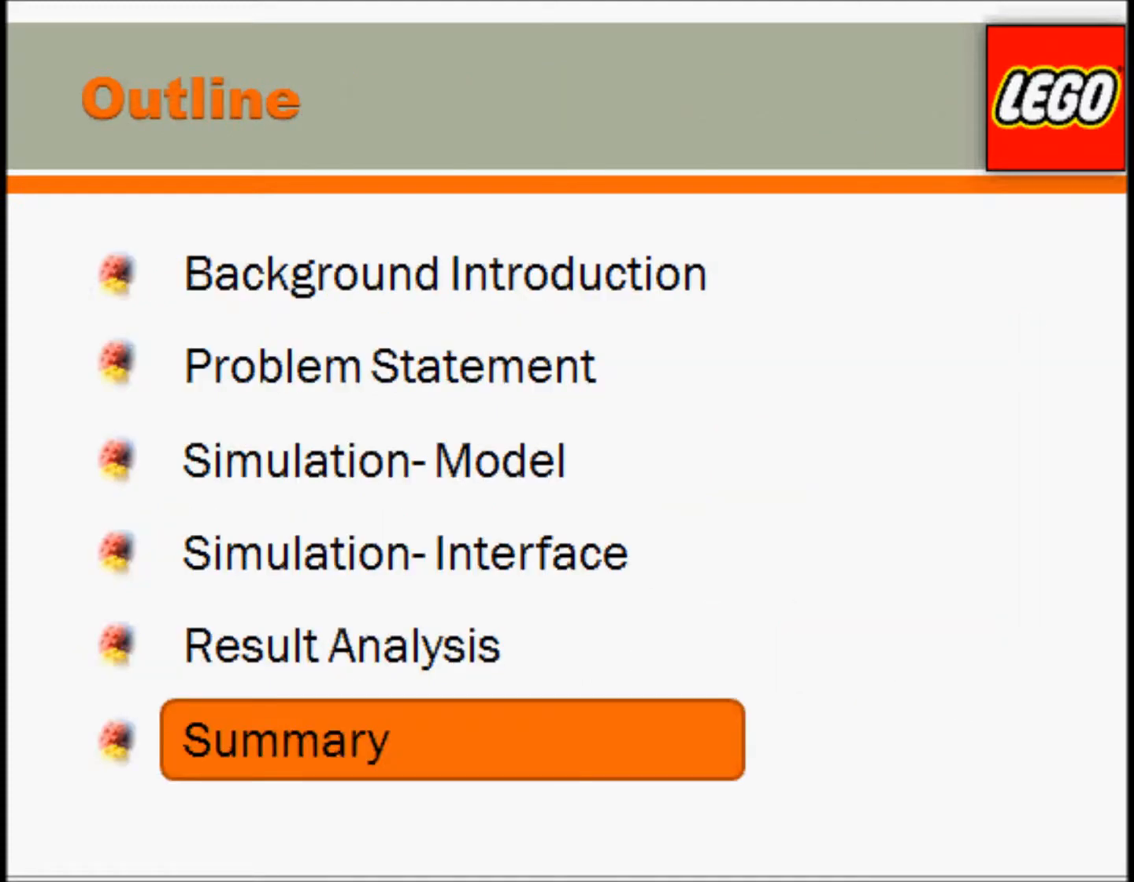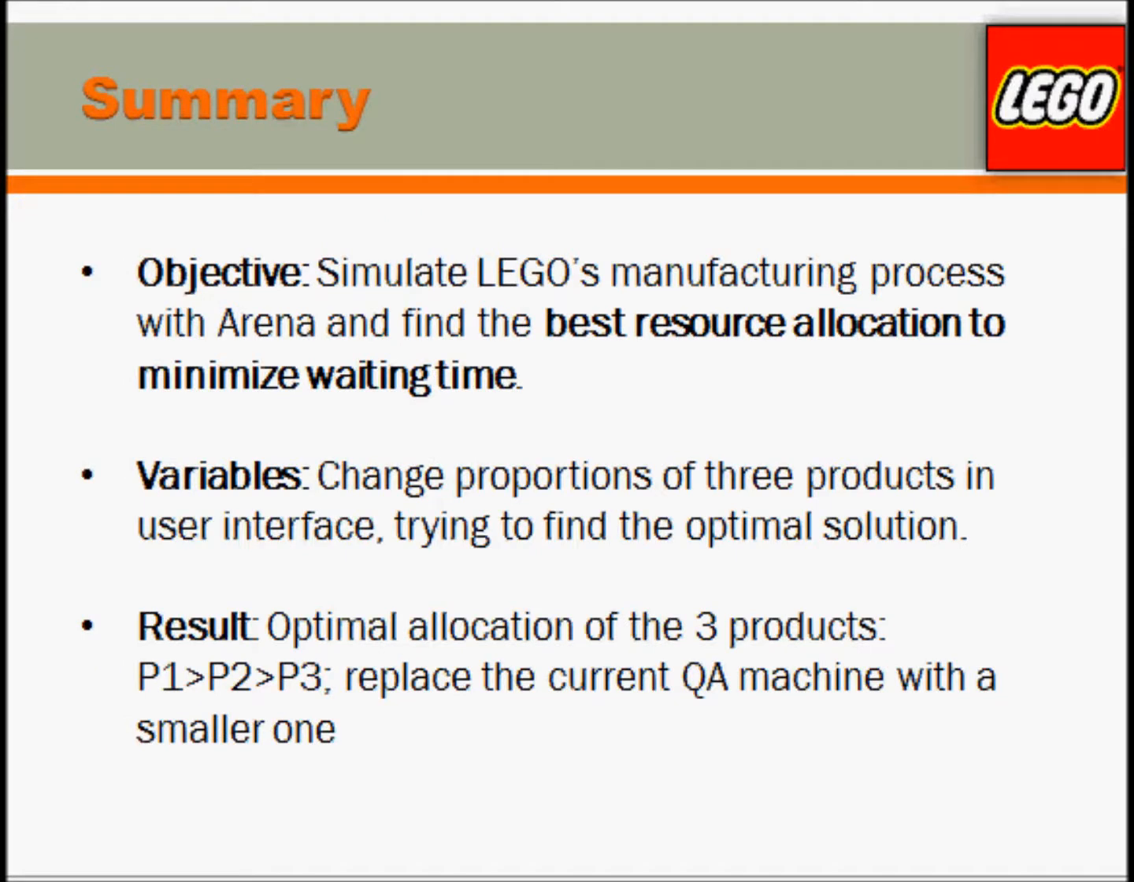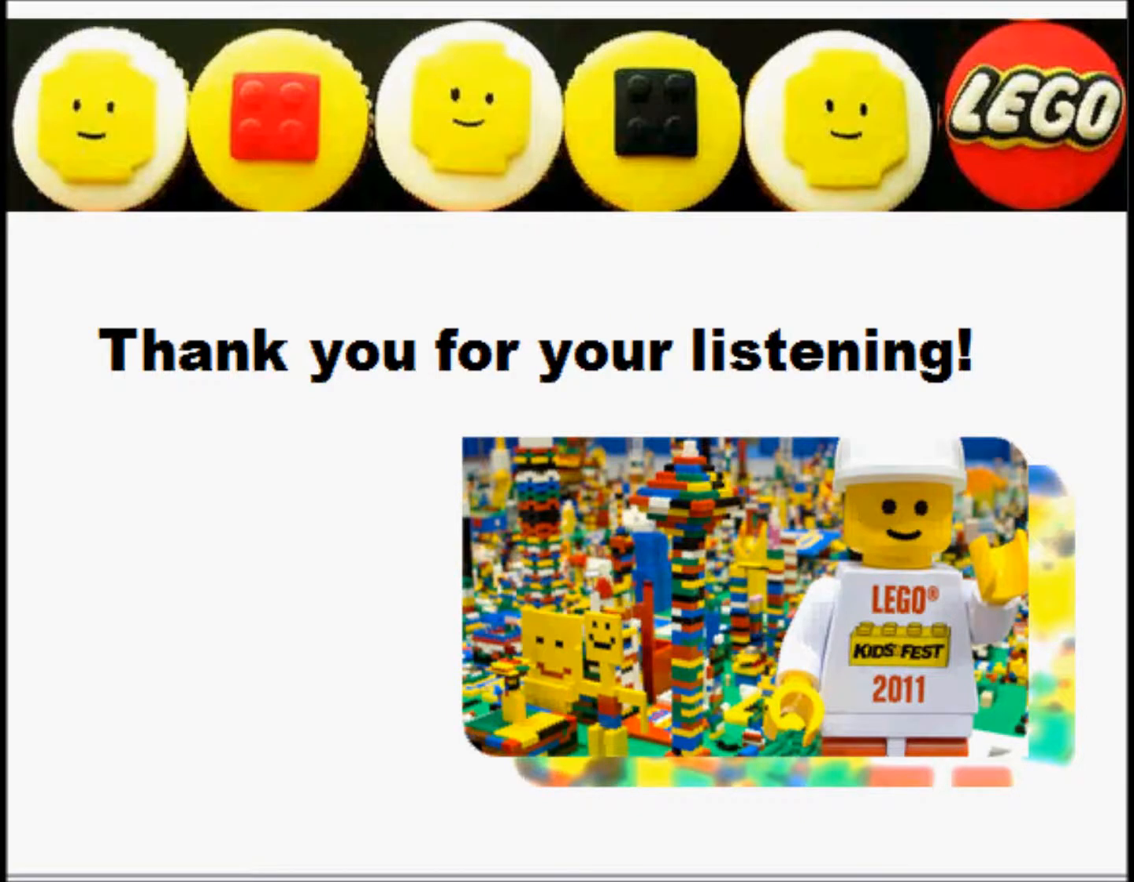Now comes the conclusion part. We have the objective to simulate LEGO's manufacturing process with Arena and find the best resource allocation to minimize waiting time. With this purpose, we chose our variables, the proportions of these products in the user interface, trying to find the optimal solution. After running the simulation model and testing different results under different variables, we found that the optimal allocation of the 3 products is product 1 greater than product 2 greater than product 3. And the company should replace the current quality assurance machine with a smaller one. That's all we have. Thank you for your time and attention.